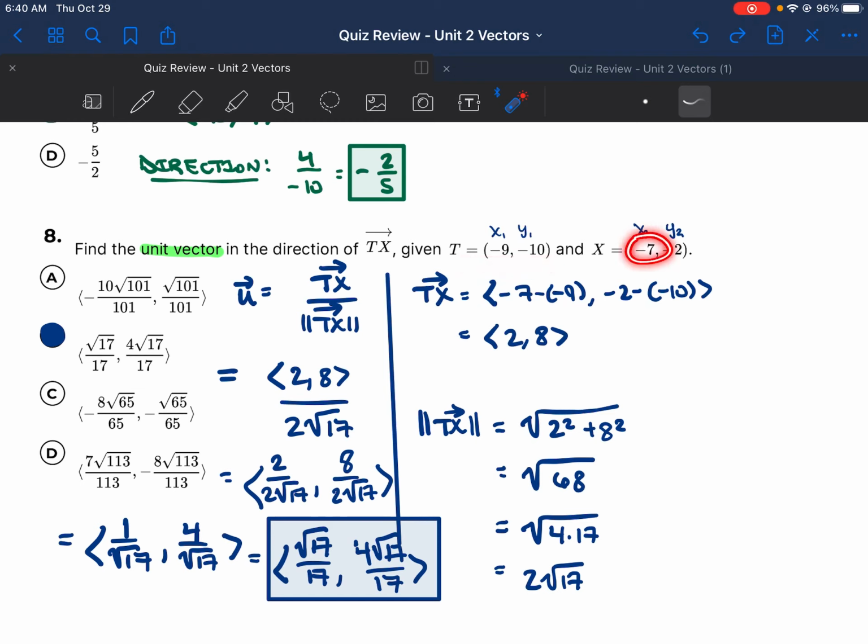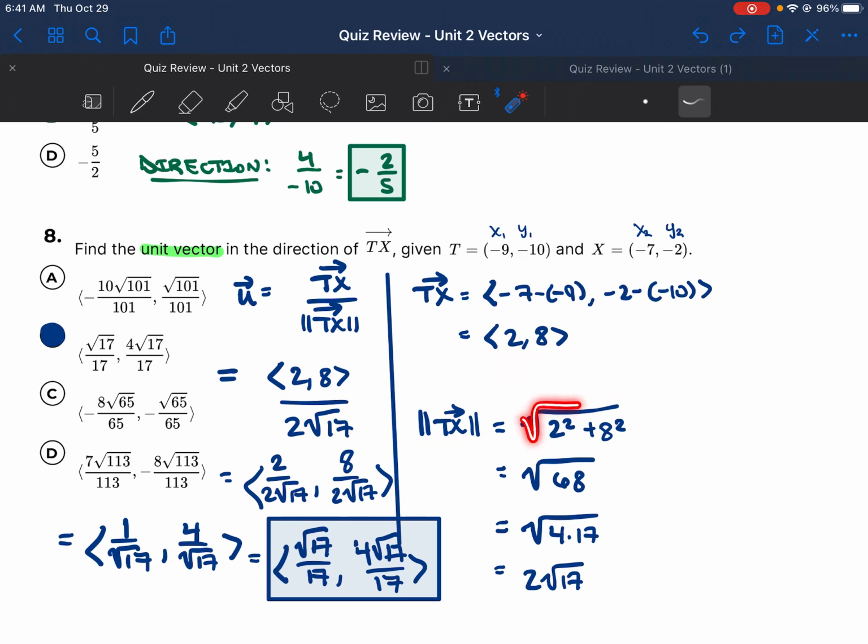So I'm going to take x2 minus x1, which is negative 7 minus negative 9. That gives me the first component of 2. And then y2 minus y1, which is negative 2 minus negative 10, to give me the vertical component of positive 8. So this is vector TX, written in component form. Now we need to find the magnitude of vector TX. Well, to do that, we square the components and add them together.